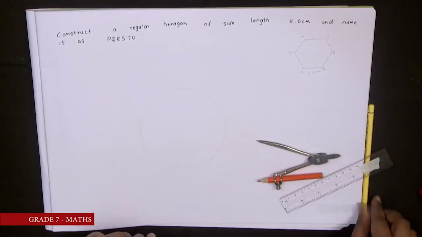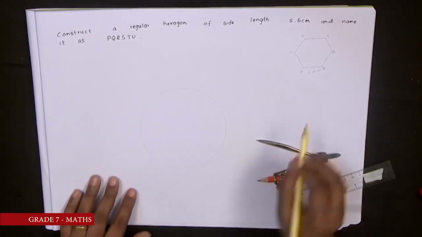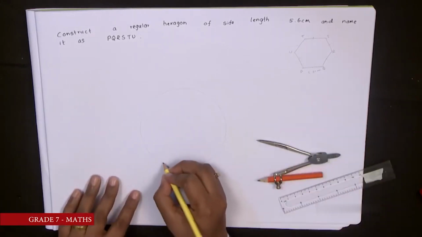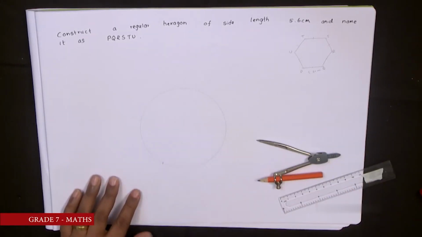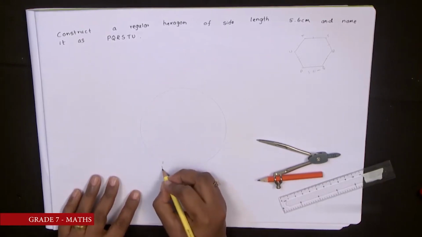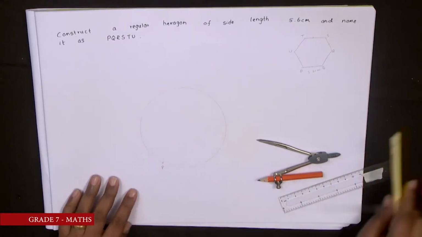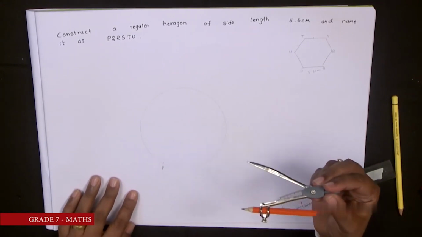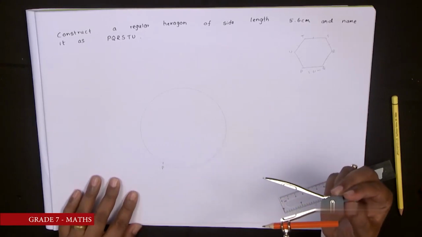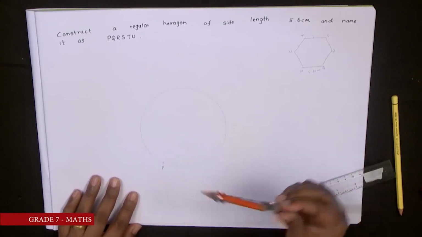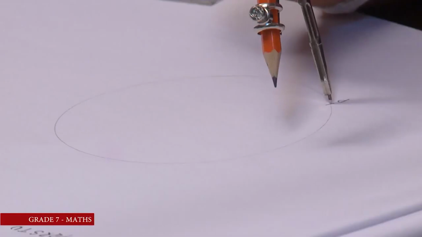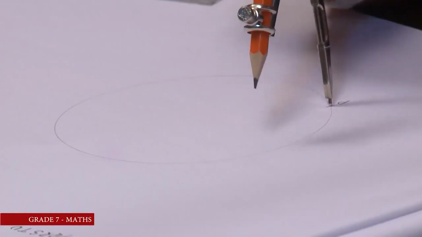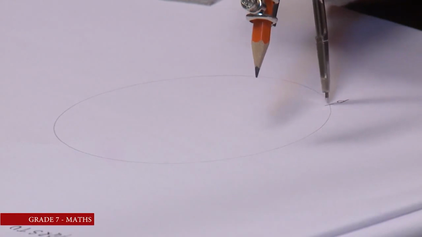Right. Once again, I am going to start with P. Therefore, I am going to mark a point on the circumference of the circle. Name the point as P. Don't change the distance that you have got in the pair of compasses. Place the tip of the pair of compasses on point P.